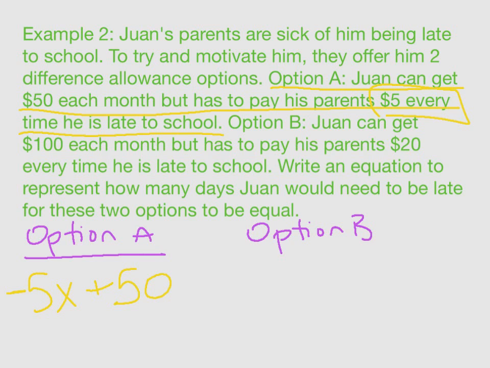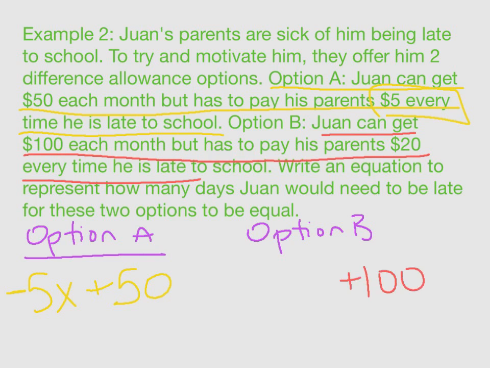Now let's focus on option B. Option B, Juan can get $100 each month but has to pay his parents $20 every time he is late to school. So my starting value is going to be a positive 100. He is starting with that $100. However, every time he is late to school, he has to pay $20. So that would be my 20x in my delta, or in my change.